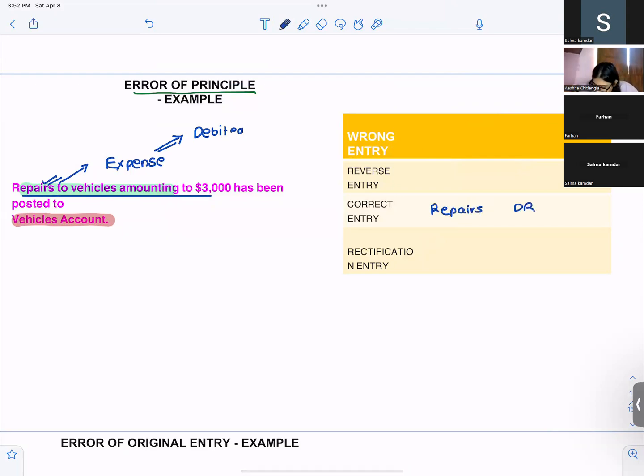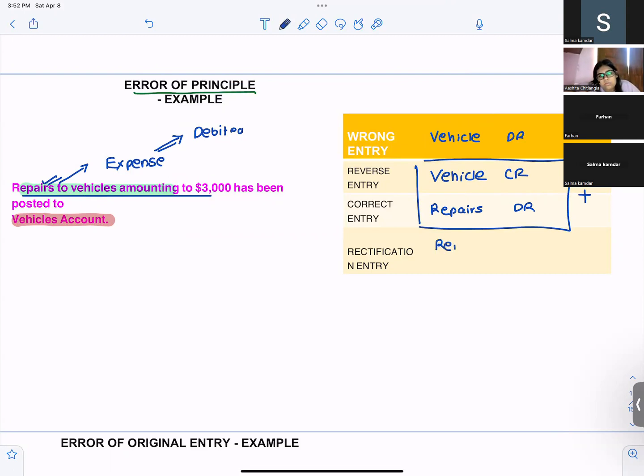What wrong did I do? Vehicles account debit. I did vehicle debit. So reverse the wrong. Vehicle credit. What will be the rectification entry? Repairs debit and vehicle credit. What did you say? Repairs debit and vehicle credit. Repairs debit and vehicle credit.